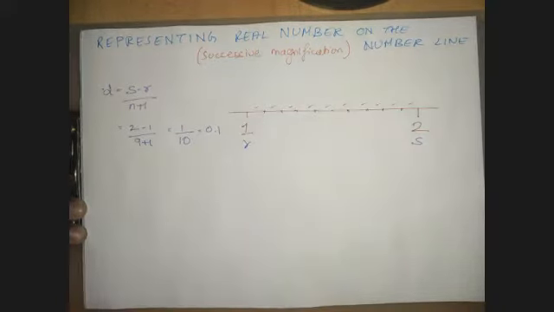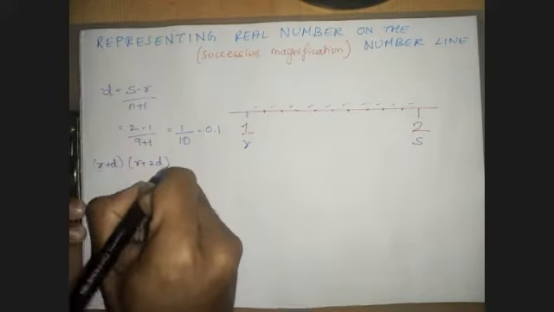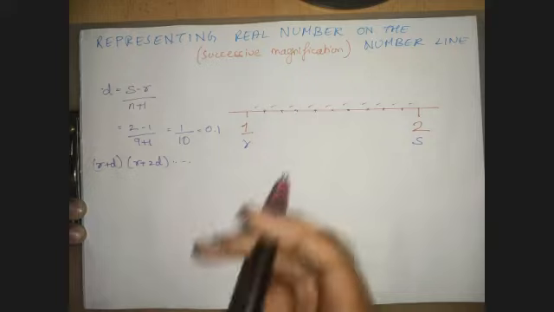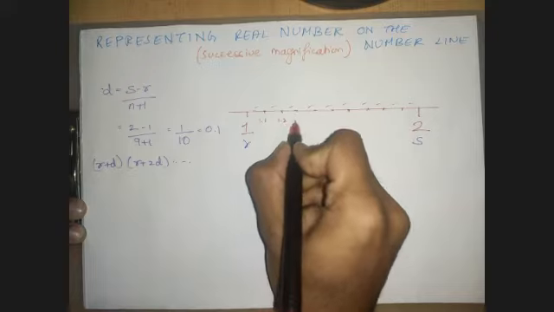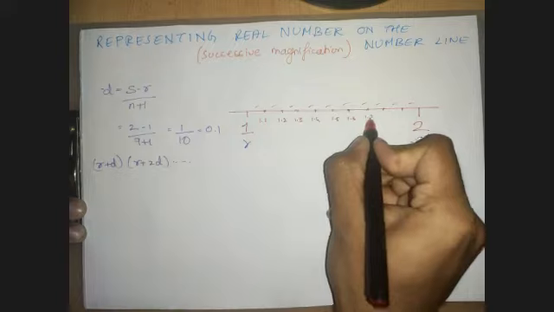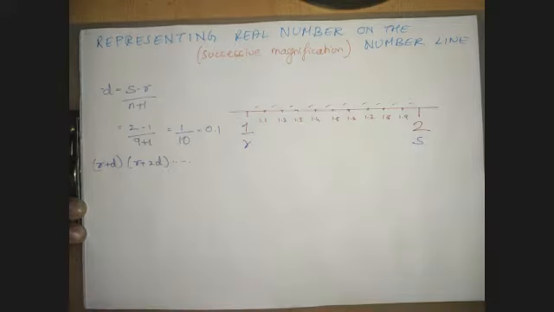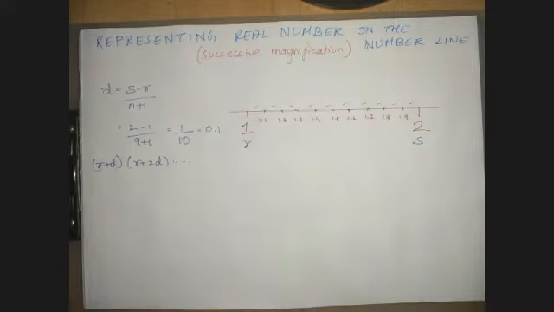So now what are the numbers? The numbers are R plus D, R plus 2D, and so on. So I need to add D to this number and keep on writing it. So what would this be? This would be 1.1, 1.2, 1.3, 1.4, 1.5, 1.6, 1.7, 1.8, and 1.9, and 2. So we have inserted 9 numbers. This is how we divide the number line into its fractional parts.